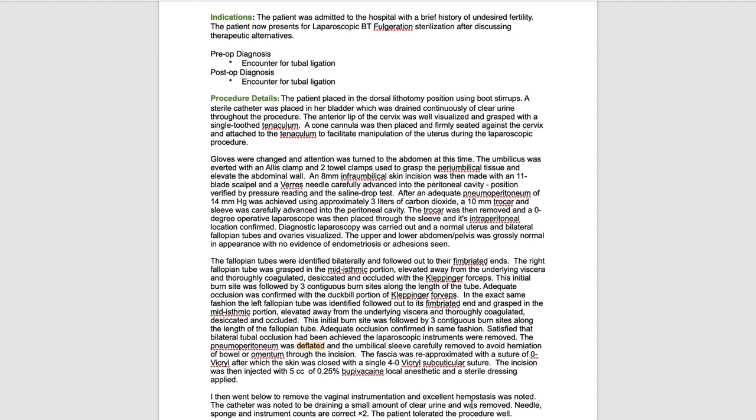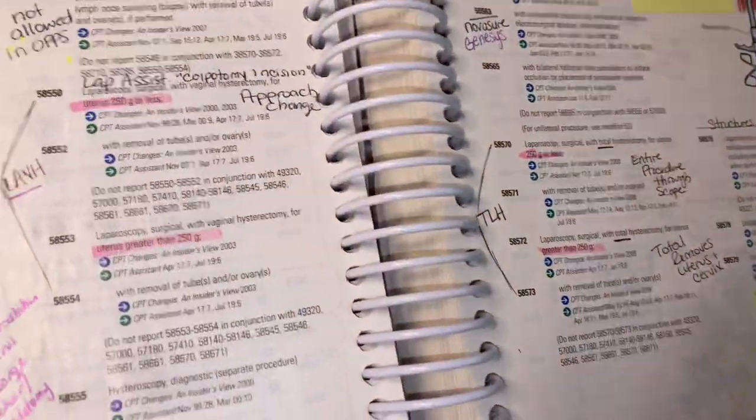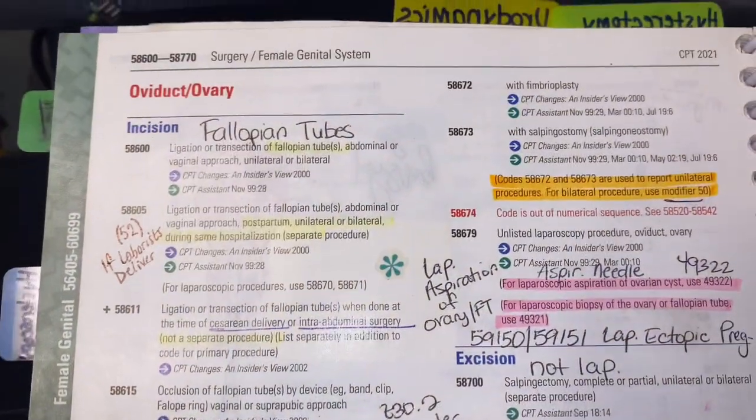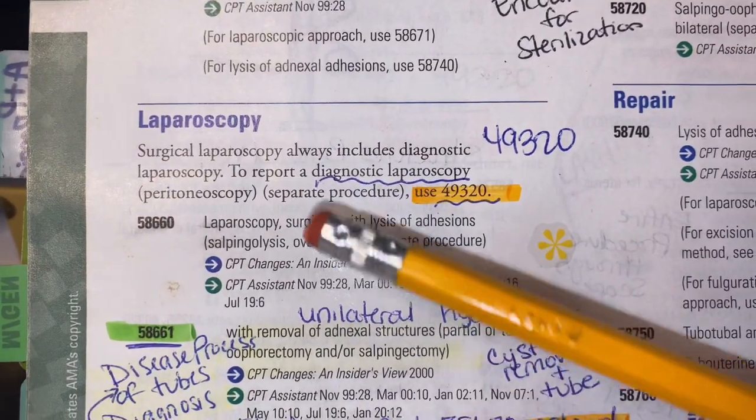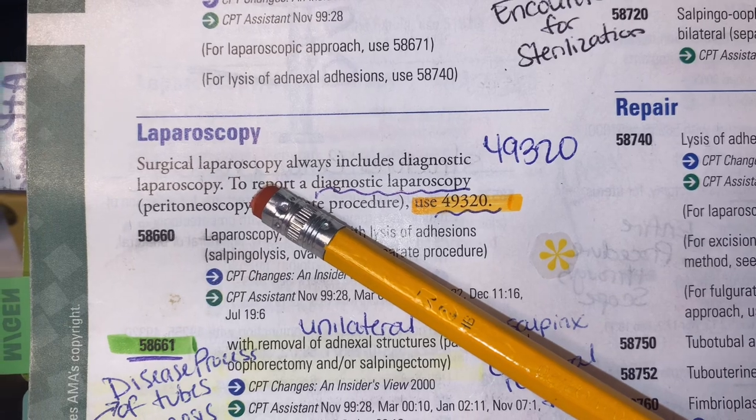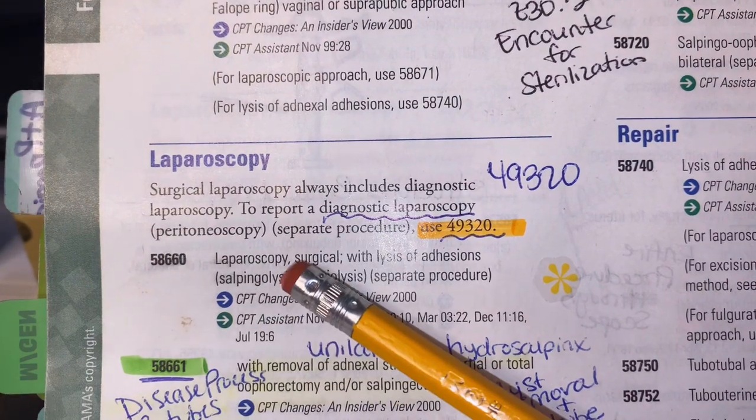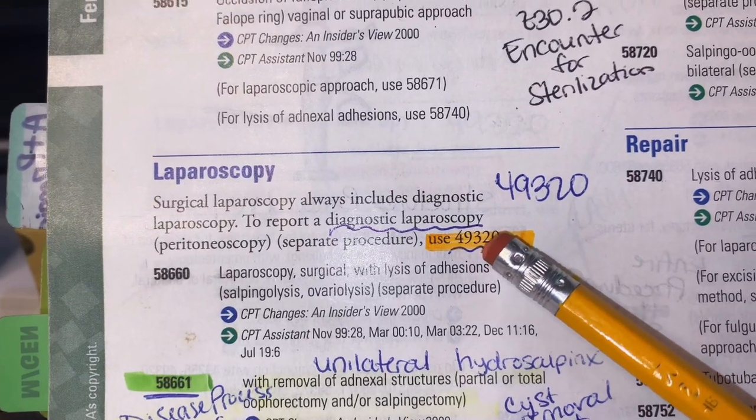So in my CPT manual, if I'm in the female genital system, I want to go to laparoscopy, but you want to be for the oviducts and ovaries, which is here, and you want to see laparoscopy, and right here is where I was telling you guys, surgical laparoscopy always includes diagnostic laparoscopy. So we would not bill this code. Is it this one? No, diagnostic laparoscopy is 49320. We would not bill that with this code.